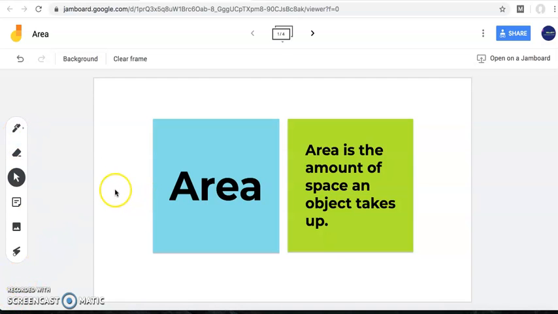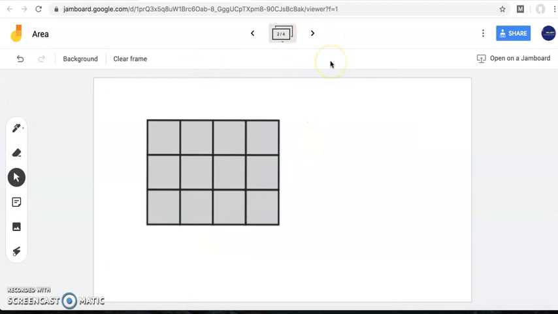Hello, today we're going to learn about area. Area is the amount of space an object takes up. Now in this first problem, you are given a rectangle. And in fact, in fourth grade, you are going to be focusing on rectangles and squares and finding the area of these objects. So in this rectangle here, we see that there's many squares.